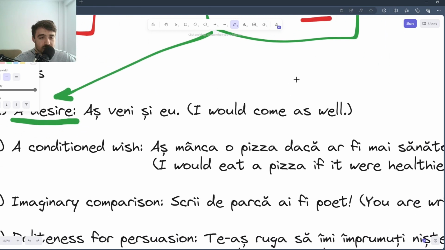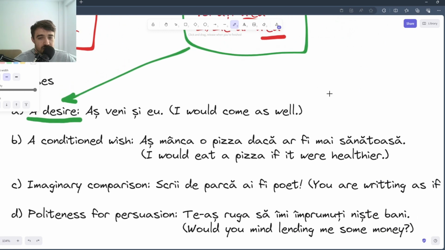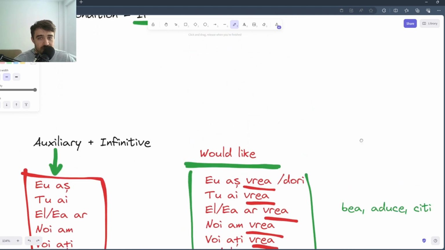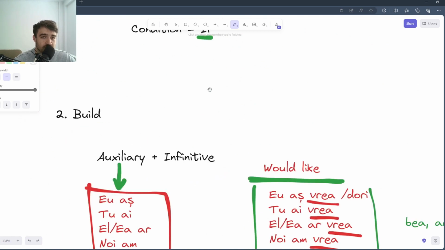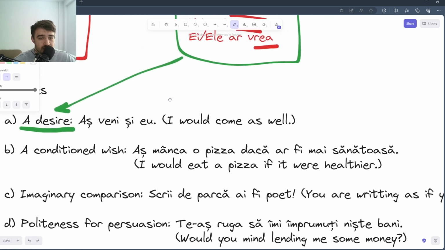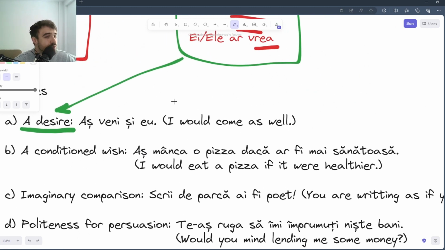Then the second part is a conditioned wish. This is very, very close to the condition that I said here, the if. So if then. So there is something that kind of stops you or stops the subject. So aș mânca o pizza dacă ar fi mai sănătoasă. You would eat a pizza if it were healthier. So what do you want? What do you wish? What do you desire? You wish to eat a pizza, but it's not healthy.